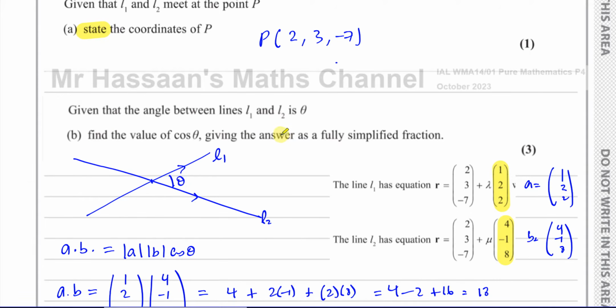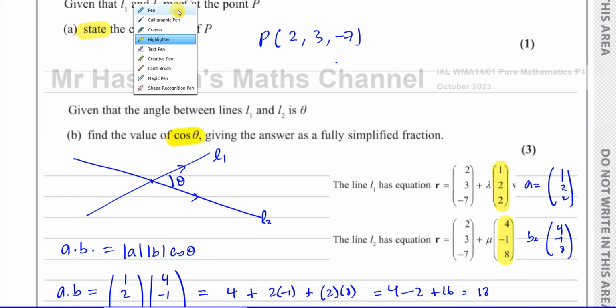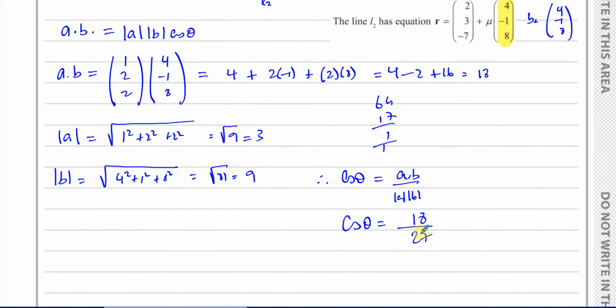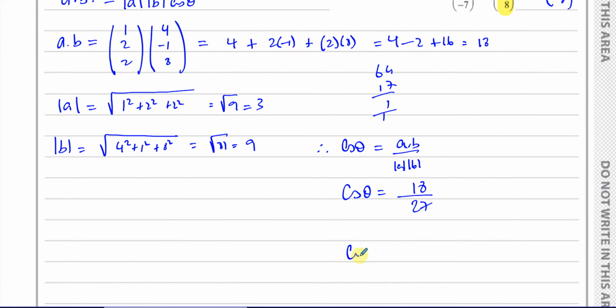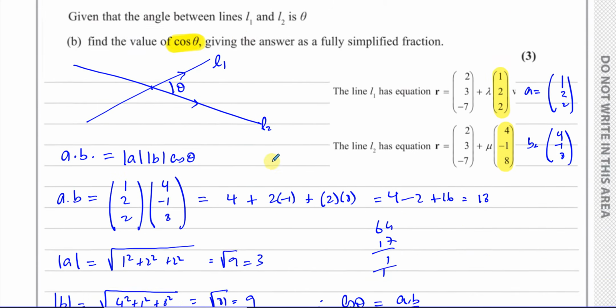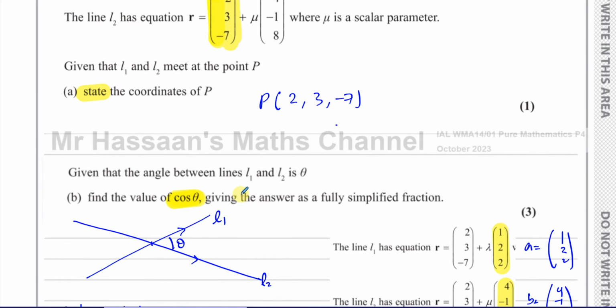But find the value of cosine theta, giving your answer as a fully simplified fraction. So you want to find the value of cosine theta. They don't want the angle, they want the cosine of the angle, but as a simplified fraction. So we have to just write cosine theta equals, as we mentioned, 9 goes into both of these: 18 divided by 9 is 2, 27 divided by 9 is 3, so cosine theta equals 2/3. That's what they want as the answer. So please make sure, reading the question, sometimes a few seconds will save you a few minutes.